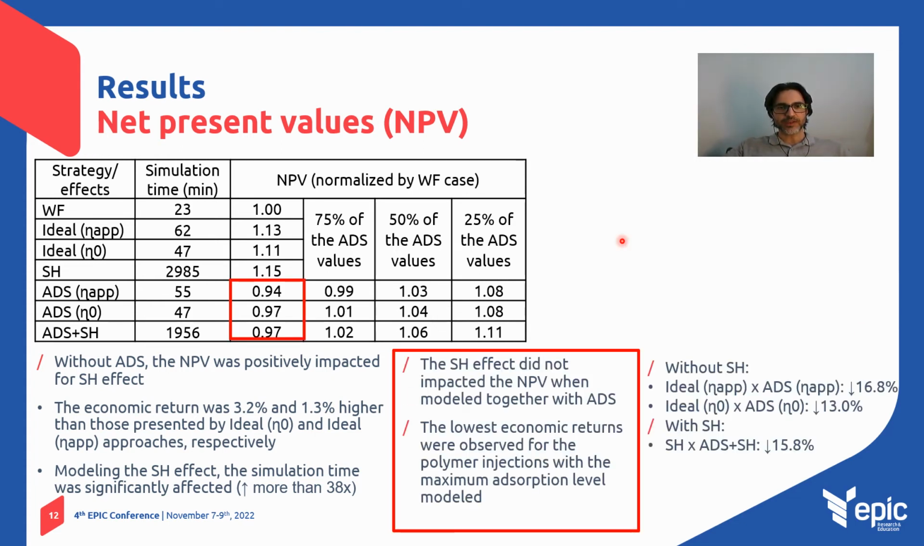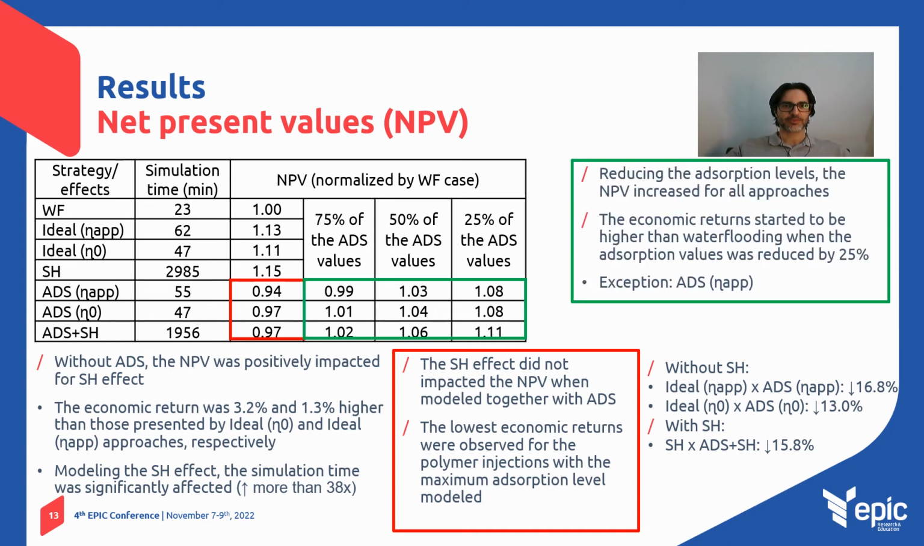Considering the adsorption effect, when the shear rate was modeled together with this effect, the NPV was not affected. Also, we can observe that at the maximum adsorption level, we obtained the lowest economic return of this method. Reducing the adsorption levels, the NPV increased for all approaches here, and the economic return started to be higher than water flooding when the adsorption values were reduced by 25%. But here we have an exception.